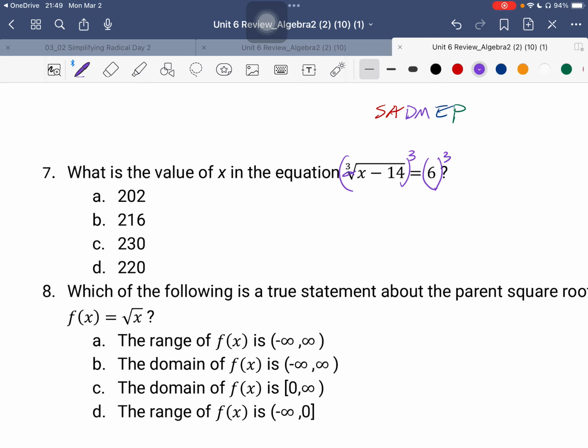Okay, so the cube root and the cube got canceled out. So x minus 14 equal, what is 6 to the power of 3? You can refer to the perfect cheat sheet on the wall. It is 216. And then I need to leave x alone by adding 14 on both sides. So pick your final answer.